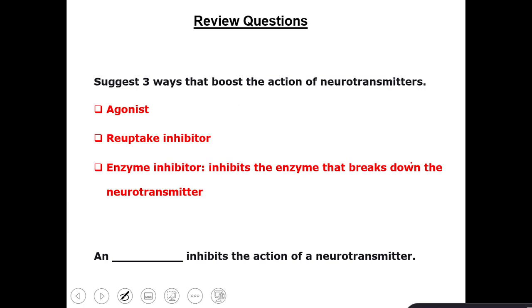The third way, which applies to some neurotransmitters like acetylcholine, is to give a medication that inhibits the enzyme responsible for breaking down the neurotransmitter, like acetylcholinesterase inhibitors. They inhibit the acetylcholinesterase enzyme, so acetylcholine is kept at a higher level in the synapse. What is the only way that inhibits the action of a neurotransmitter? Just one way, which is giving a blocker or antagonist. Blocker or antagonist are the same.